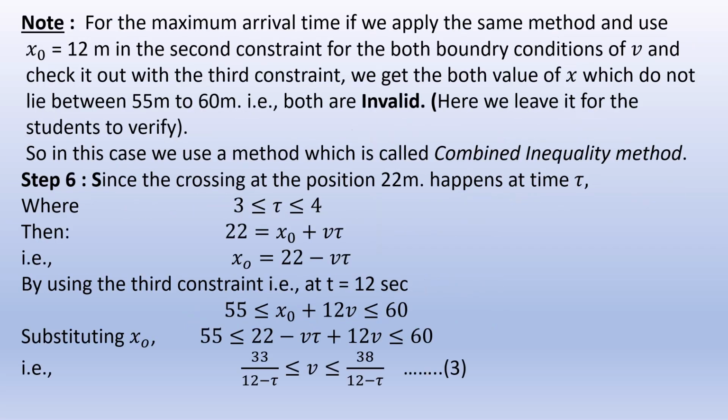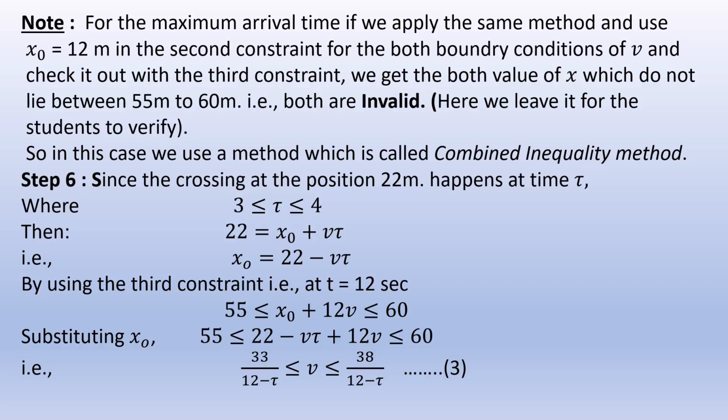Now an important note. For the maximum arrival time, if we apply the same method and use x naught is equal to 12 meter in the second constraint for both boundary conditions of v and check it with the third constraint, we get both values of x which do not lie between 55 meter and 60 meter. That is, both are invalid. Here, as an exercise, we leave it to the students to verify. So, in this case, we use a method which is called the Combined Inequality Method.